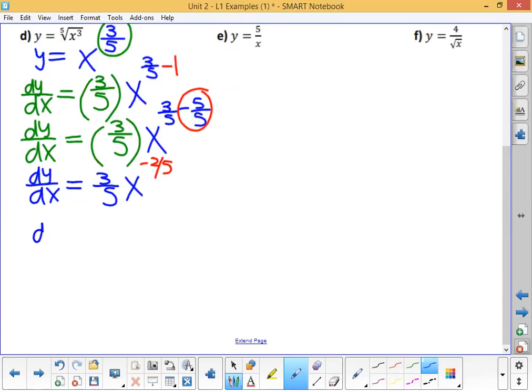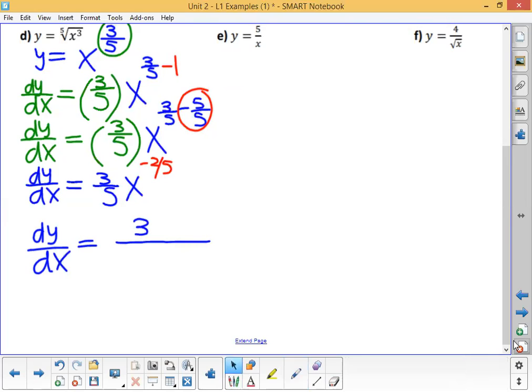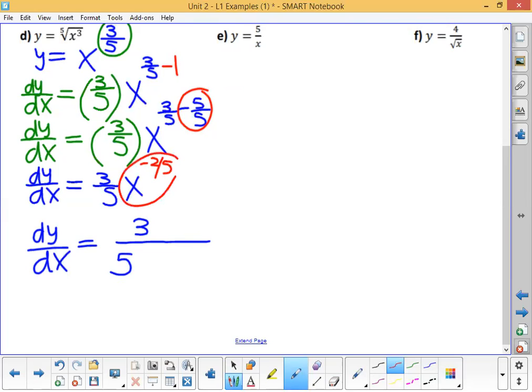Now, to convert this, so we do not have a power with a negative fractional exponent, I'm going to keep my 3 in the numerator. I'm going to keep my 5 in the denominator, but I'm essentially converting this portion to radical form. So I have my index and my numerator is the power.